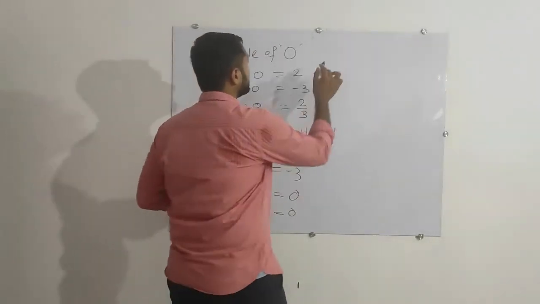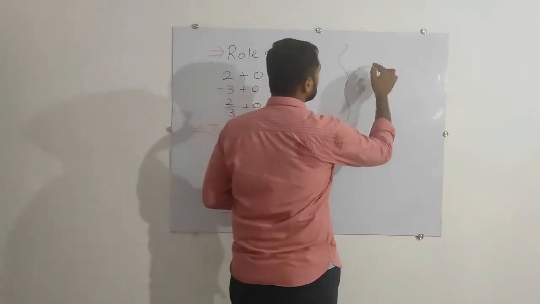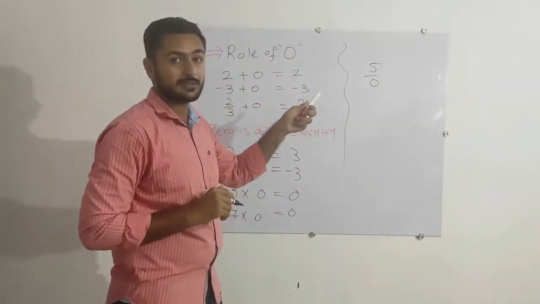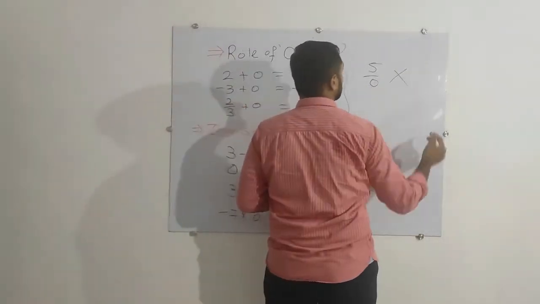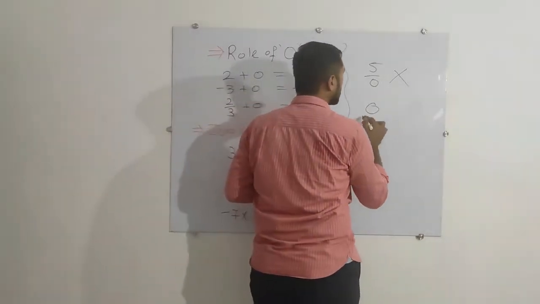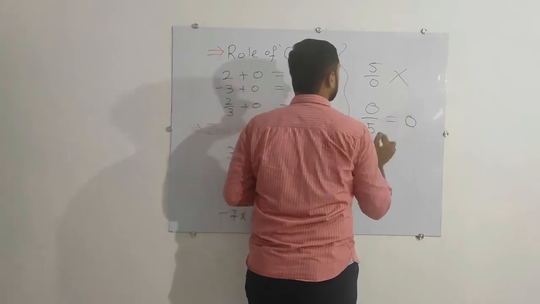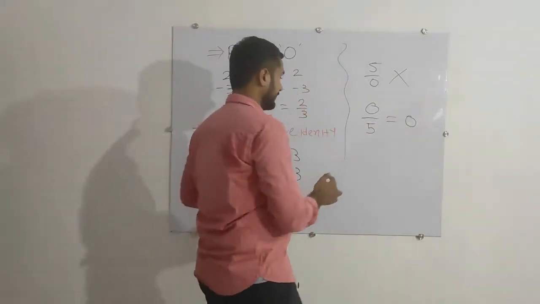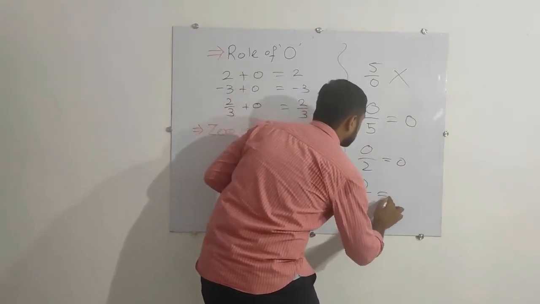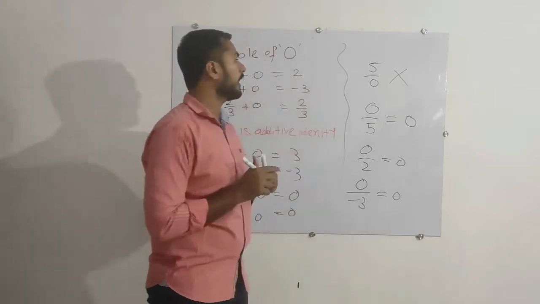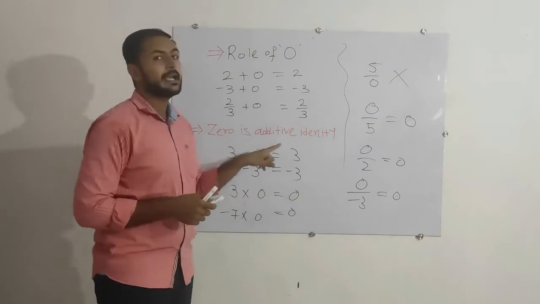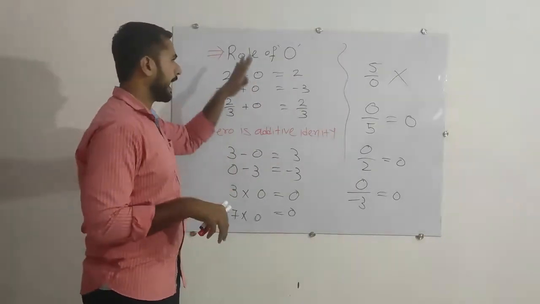Now let's check for division. For division, like 5 divided by 0, that's not possible. It's undefined. We cannot write in this form. But suppose I do 0 divided by 5, that is again 0. Always 0. Same, 0 by 2 is 0, and 0 upon minus 3 is also 0. So this is all about zero with the different operations, and remember that 0 is the additive identity. Now pause the video and note this down.